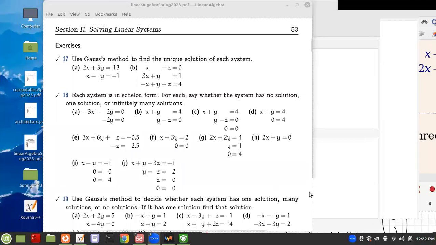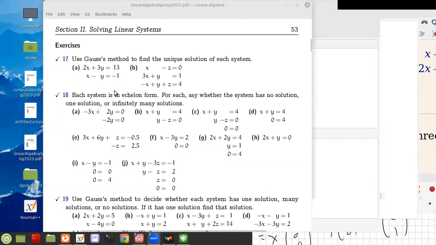Okay, let's look at problem 18 on page 53, okay? What this problem involves is that each system is in echelon form, so it gives you lots of examples of echelon form systems. By the way, if you have a 0 equals 0 row, it's supposed to be at the bottom.